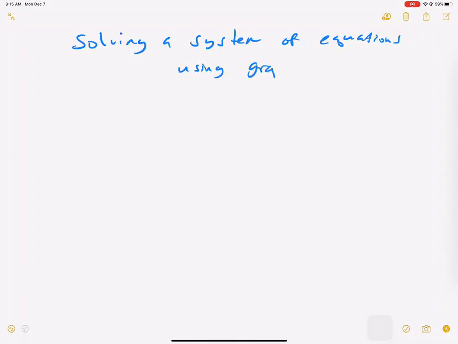So when we're drawing lines, that's solving a system of equations using graphing. Okay, that's our goal today. We're going to solve a system of equations using graphing. And when I say system, I just mean more than one equation.